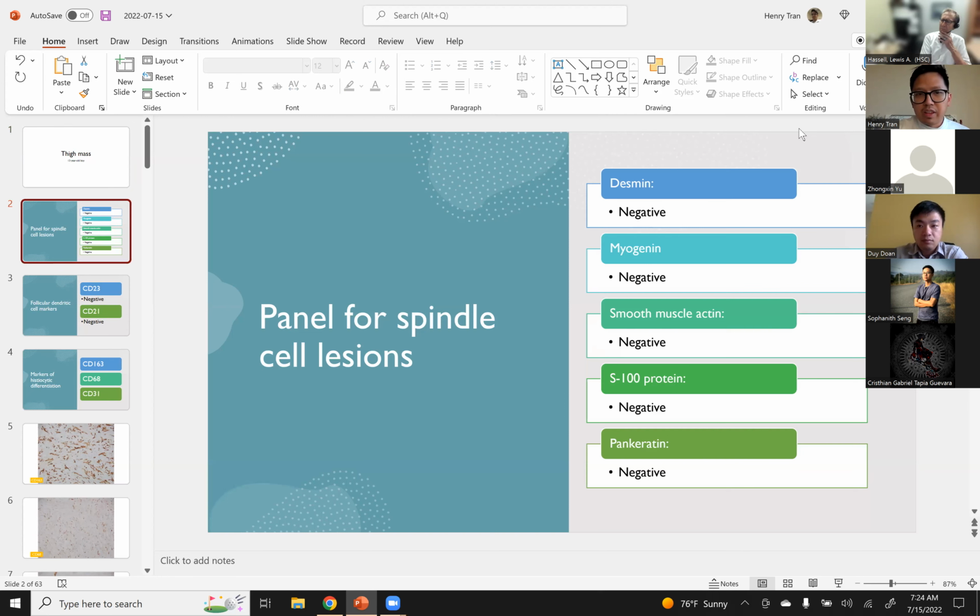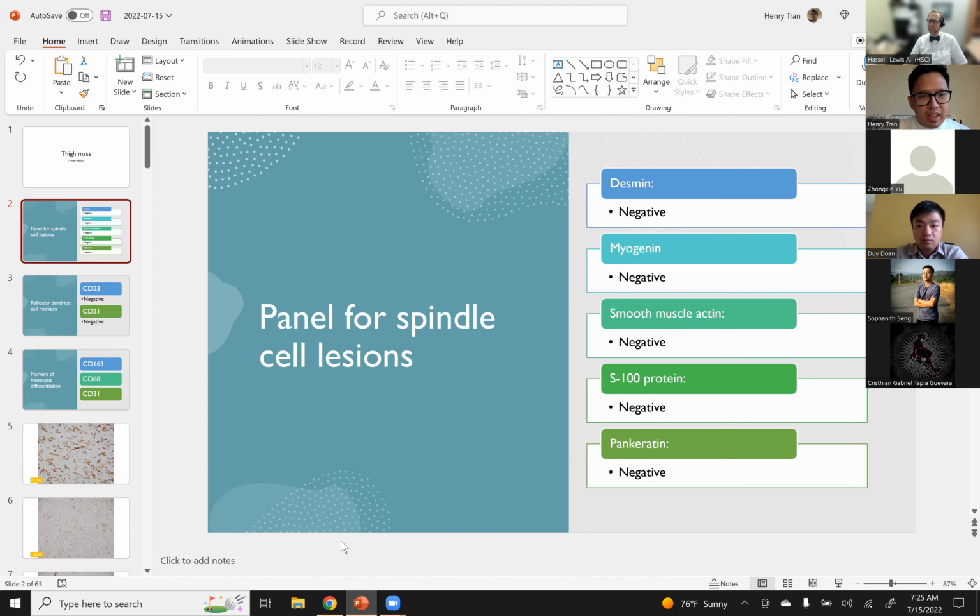At this point, I started off with a broad panel for spindle cell lesions that we typically always do. For fibroblastic differentiation, desmin ended up being negative. Myogenin for skeletal muscle differentiation was negative. Smooth muscle actin for smooth muscle or myofibroblastic differentiation was also negative. S100 for neuronal origin was also negative. And yes, we always do a pan-keratin for spindle cell lesions because you always want to worry about a keratin positive sarcoma, such as an epithelioid sarcoma. And that was also negative.